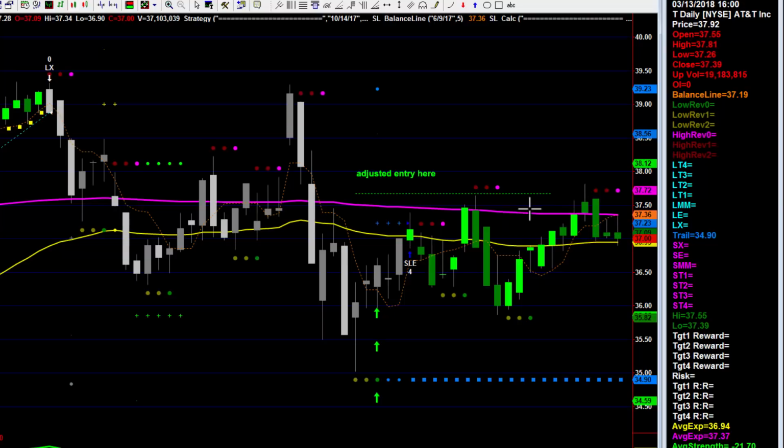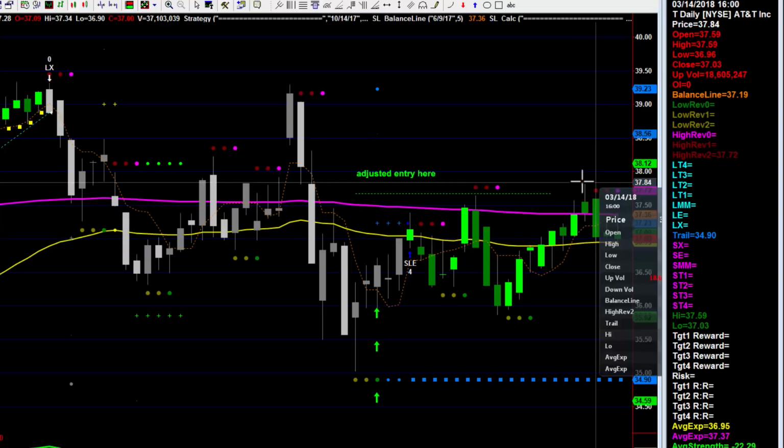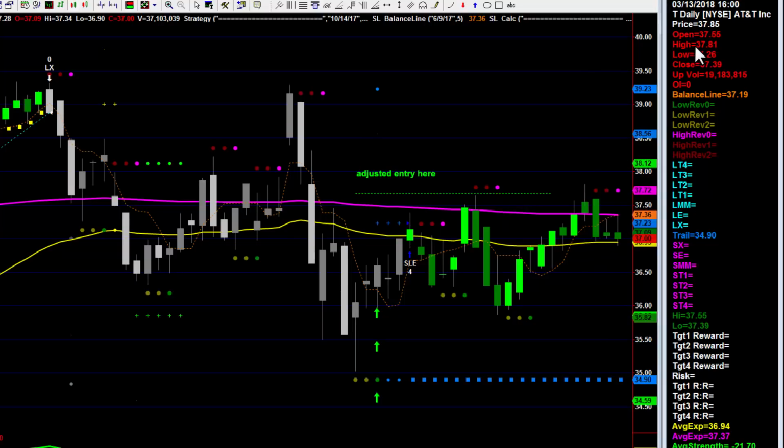It's still not too late to get in on this. If this were to come back up right around these levels, you might even want to see it go beyond this spike here at 37.81. If it gets above that, you can still get into this trade with June 37 calls.